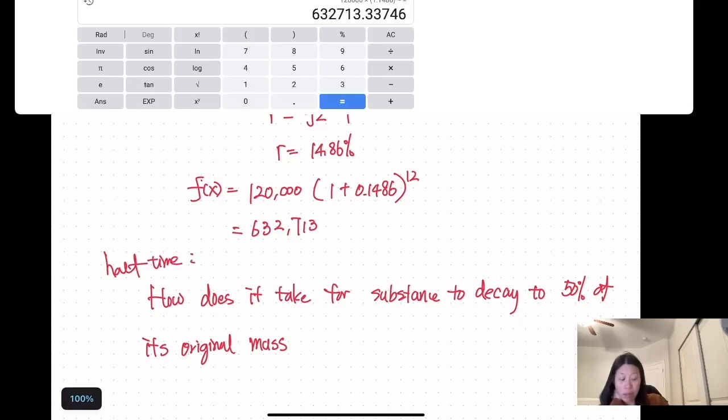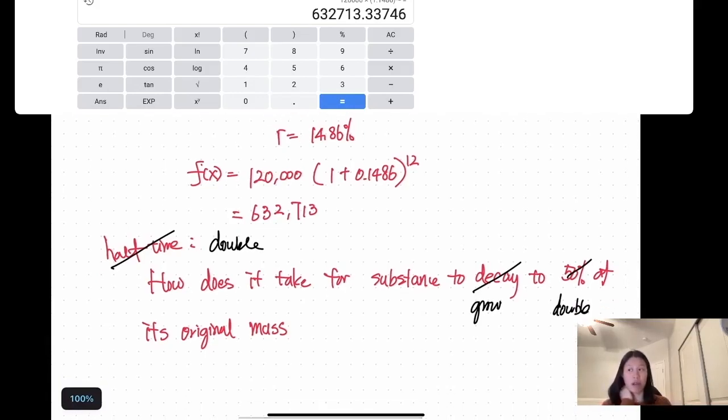Doubling time is the same idea. It's just how long does it take for the substance to grow to 200%, double its original mass. So this is doubling time. When it comes to this kind of question, you always need to think about, hey, I want to calculate the rate first.